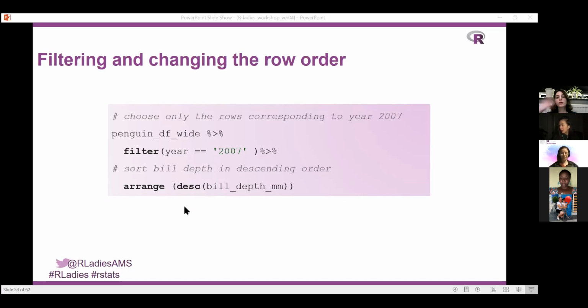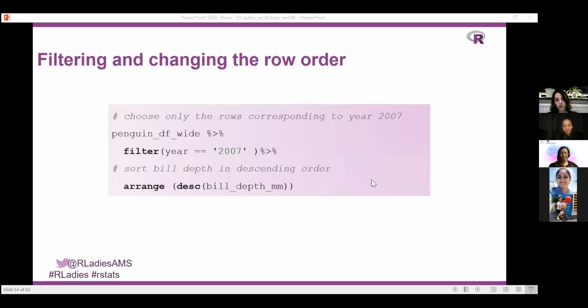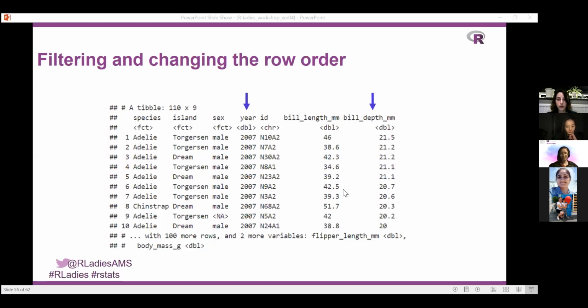So arrange just reorders whatever's there, first with filter, and then just to see who has the deepest bill, in decreasing order. So here's what we get. First, we only get years up to 2007 and not more. And then, this is in descending order. By default, if we don't indicate this, it's ascending order. So that's the only thing with it.